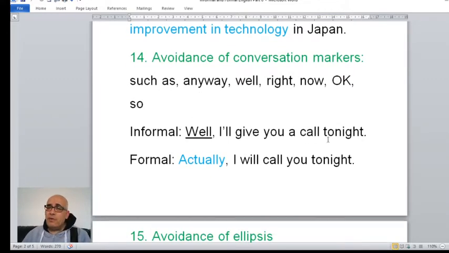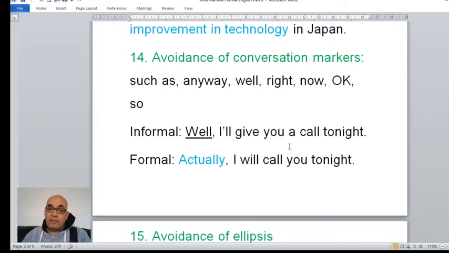Well, I'll give you a call tonight. So this sentence is informal because I use well, and well is what? A conversation marker. It shows the conversation, but as I said, it has no meaning because you are saying it just to think about what to say next. The formal, actually, I will call you tonight, or you can say I will contact you tonight. It's better even.